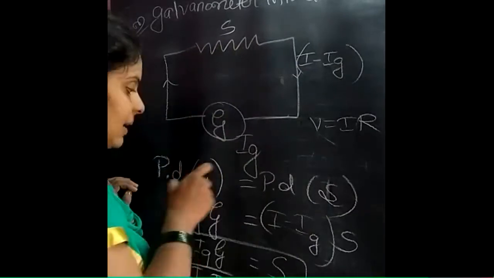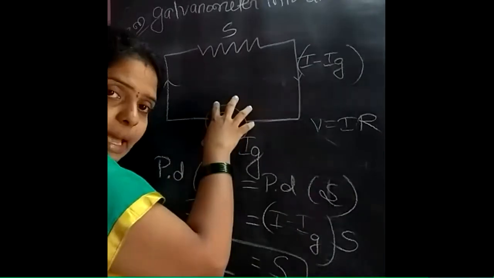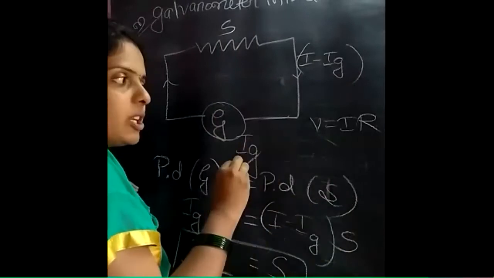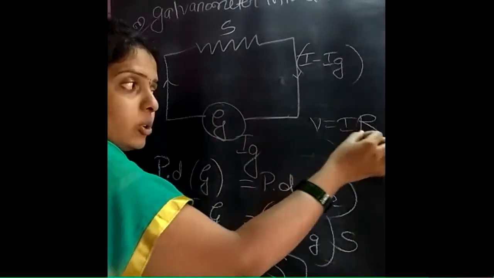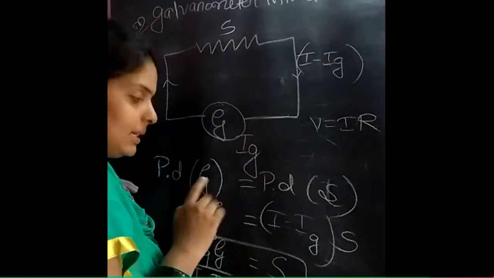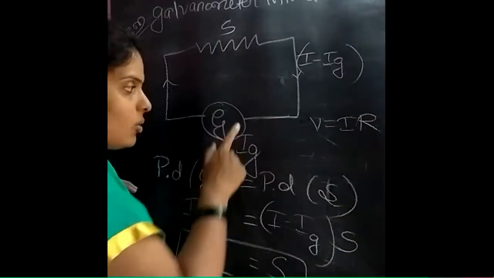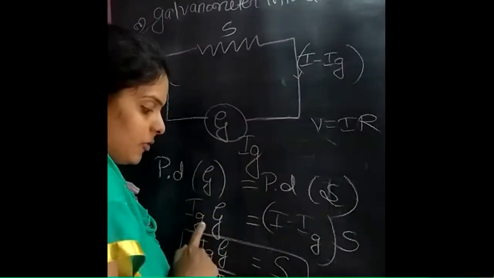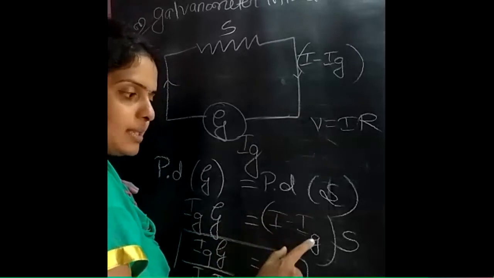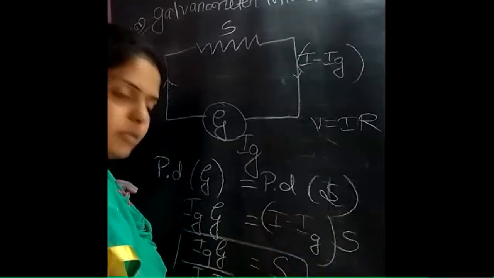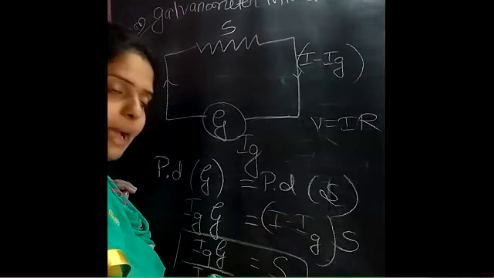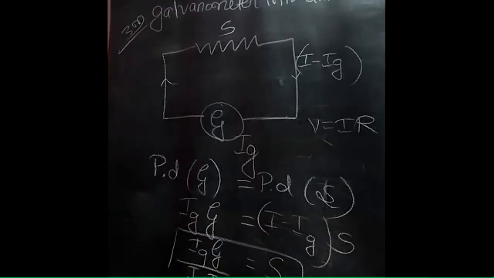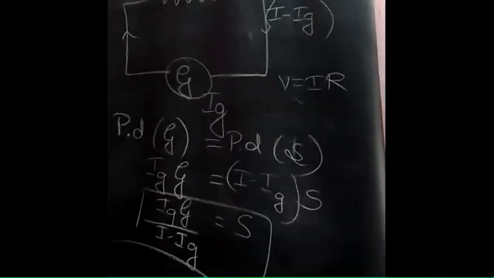How to calculate that? The potential difference across the galvanometer is equal to the potential difference across the resistance. According to Ohm's law, V is equal to I into R. Across the galvanometer, G is the resistance and Ig is the current through the galvanometer. Therefore, Ig into G is equal to I minus Ig into S. Simplifying the expression for S, it is Ig into G divided by I minus Ig. So if you know all the values, you can calculate the resistance value which you need to connect in parallel to convert it into an ammeter.